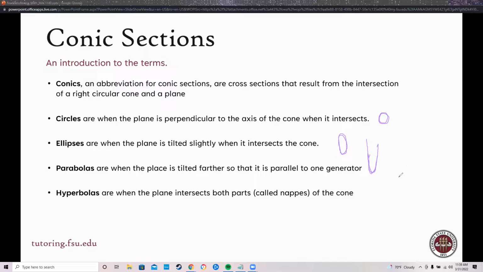Hyperbolas are a little bit harder to draw. There's like some asymptotes involved here, but basically they would look like that. Anyway, so let's move forward and take a look at what conic sections are, how they relate to these graphs.